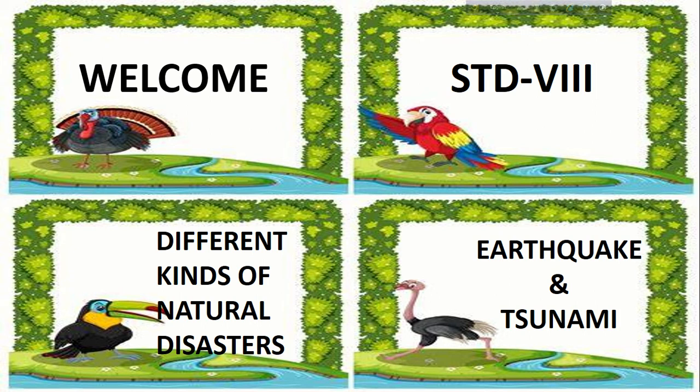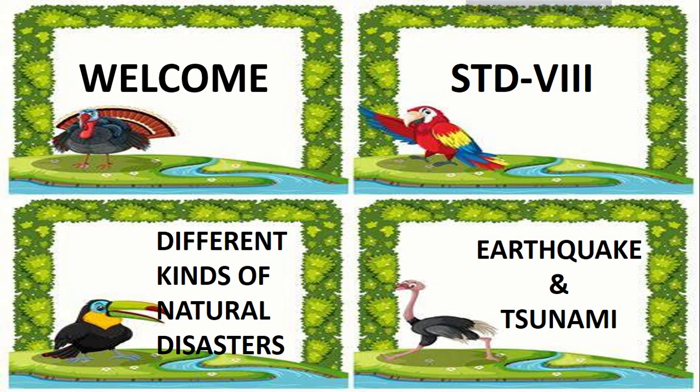Previously, I had discussed with you about global warming, its impact on our life and our biodiversity. Today, I am going to discuss lessons 4 and 5 from your textbook, page number 102, earthquake and tsunami. So let's go. We will know about these kinds of disasters.